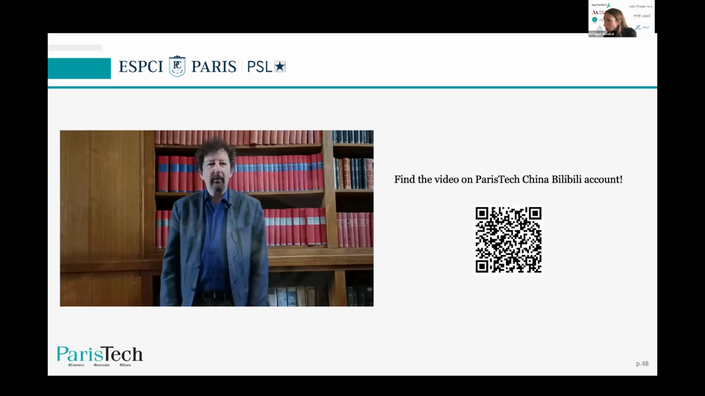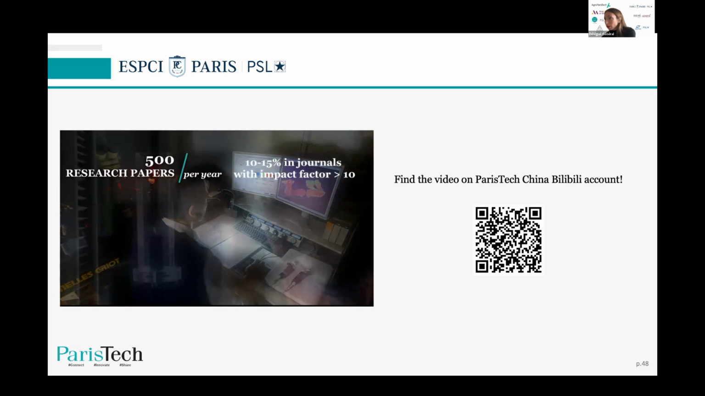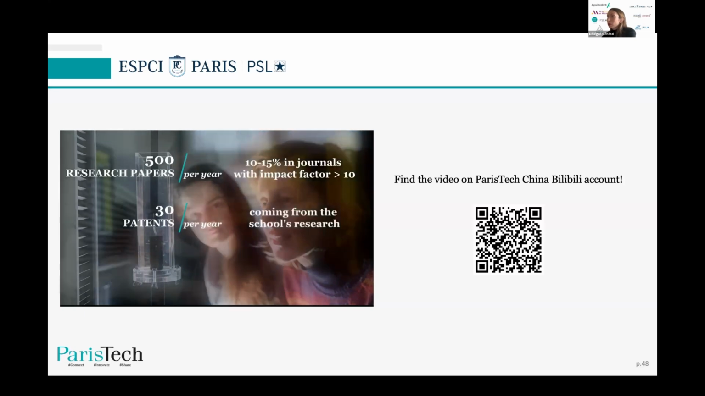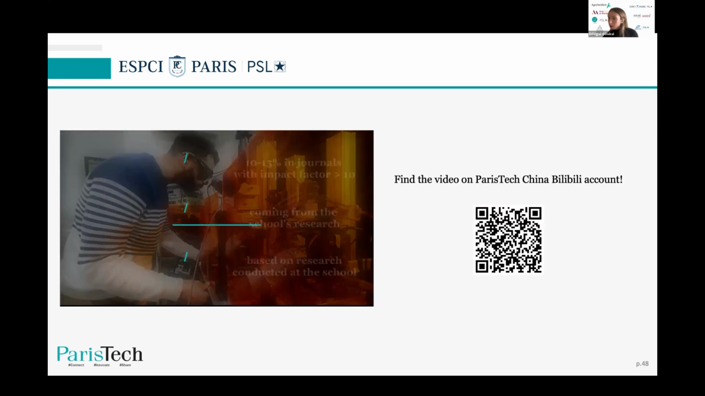Every year, our researchers publish about 500 research papers, out of which 10 to 15% are published in journals with an impact factor higher than 10. We also patent. We have about 30 patents every year coming from the research of the school, and 2 or 3 startup companies that are being founded from research done within ESPCI Paris.